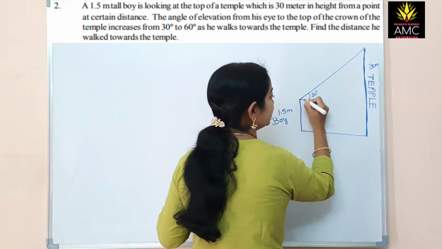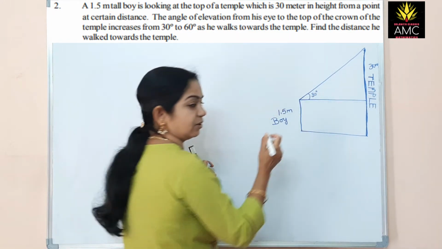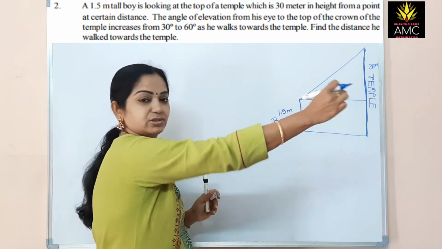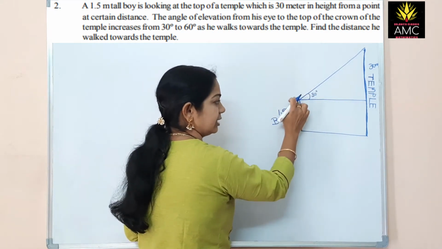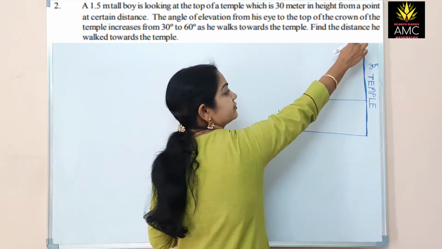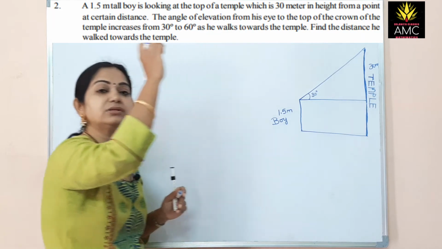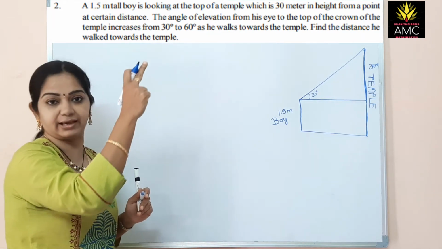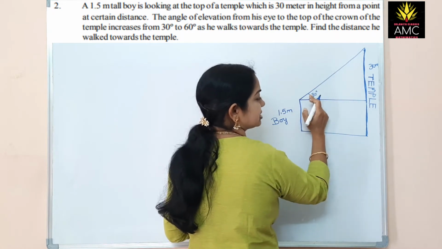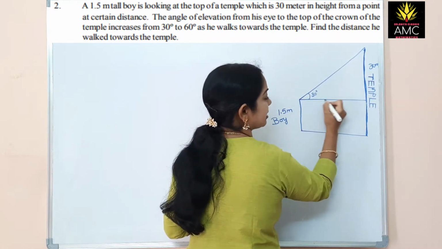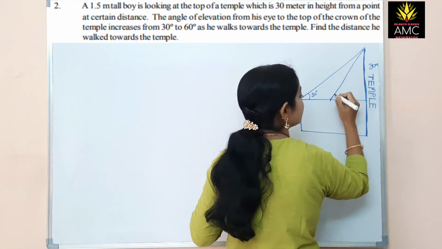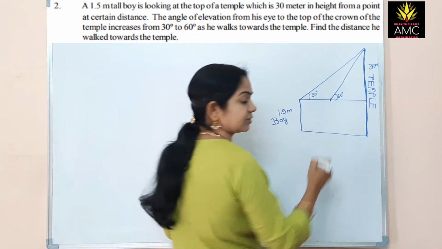Now he moved from here, because you have to take into consideration the eyesight, isn't it? This is the horizontal line I have drawn, the boy's eyesight. From here he observed the crown of the temple, which clearly means angle of elevation, to the top, that is 30 degrees. Then he moved some meters and observed again, and that has become 60 degrees.